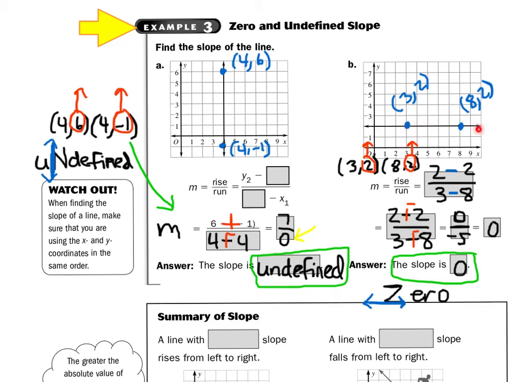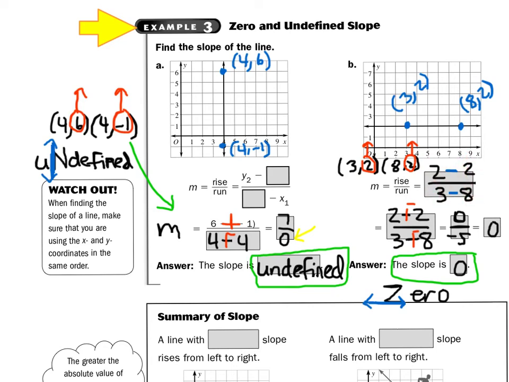What if you get a flat line like this? Okay, so again, just pick any 2 points along the line. I picked this point, and remember, starting at the origin, that would be positive 3, positive 2. And then if I want to find the coordinates of this point, I would start at the origin. I went to the right 8 and up 2, so it's 8, 2. And then I wrote the coordinates, and I circled with my red the y's, and I let the y's rise. So I got 2 minus 2 over 3 minus 8.